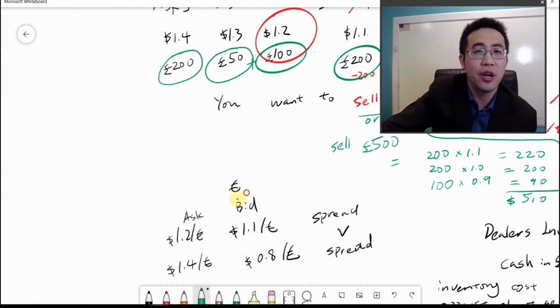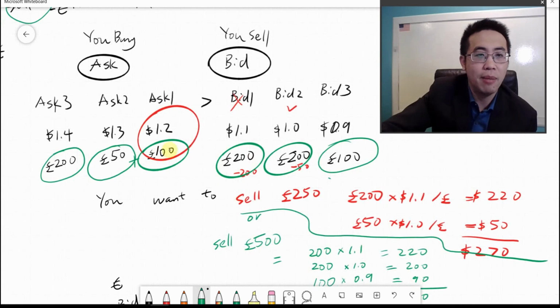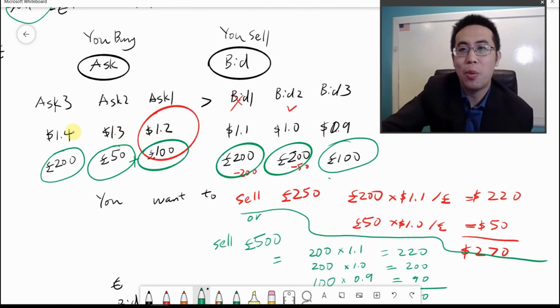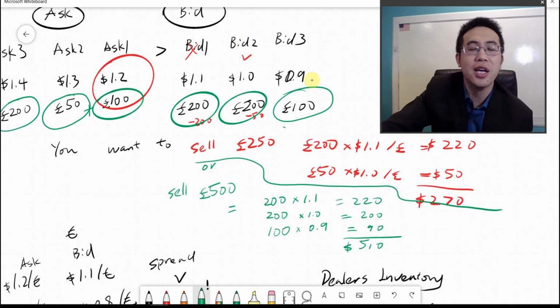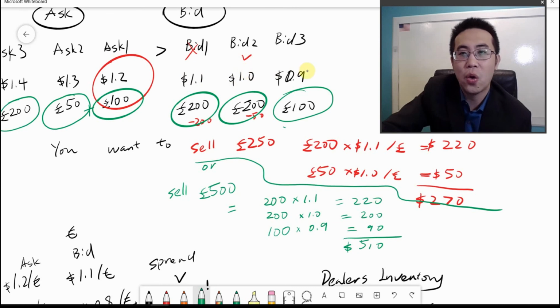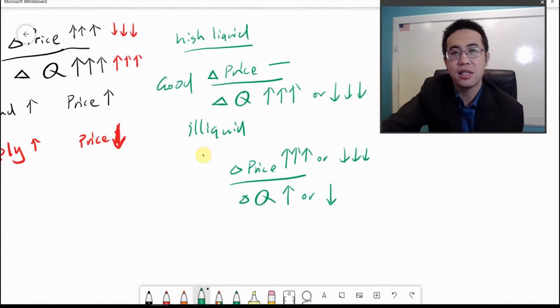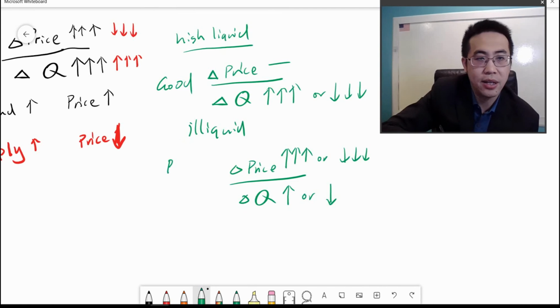As in the example I showed you earlier, if you are a buyer and you keep buying, the first price you pay is 1.2, then you buy more, you pay 1.3, then you buy more, you pay 1.4. You pay higher and higher prices, which make you less and less happy. So that's the disadvantage of illiquidity. Likewise for selling, if you sell a small amount, you will get this high price. But if you keep selling more, you will get a lower and lower price. Then you are not happy. So that's why we don't want illiquid assets. This is bad.